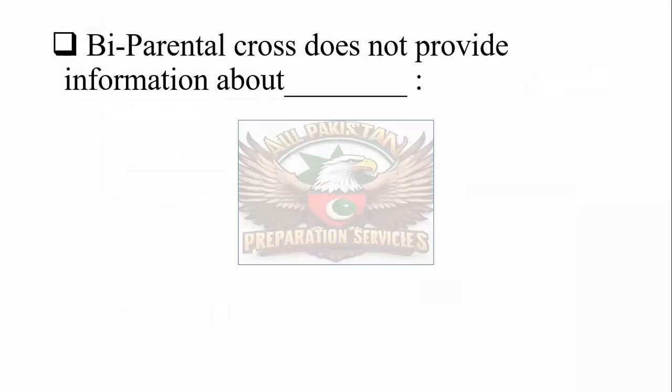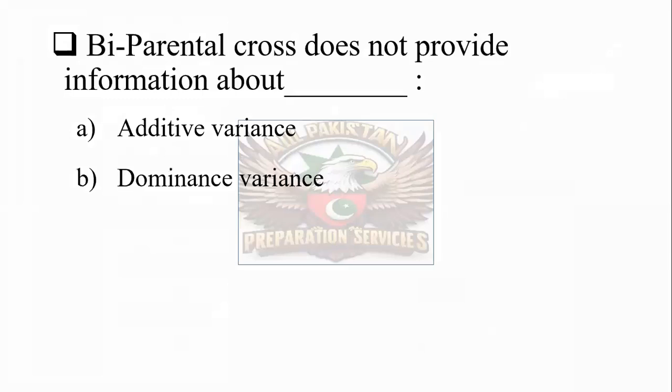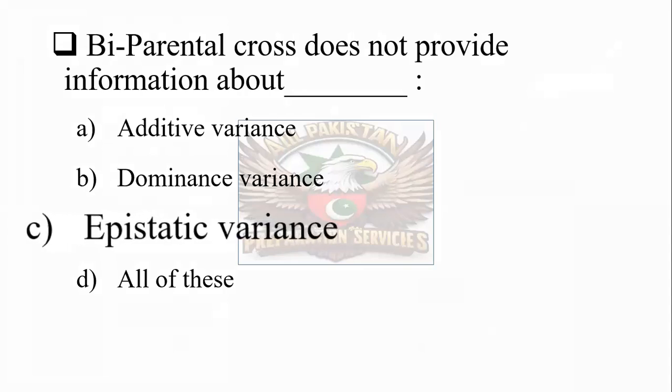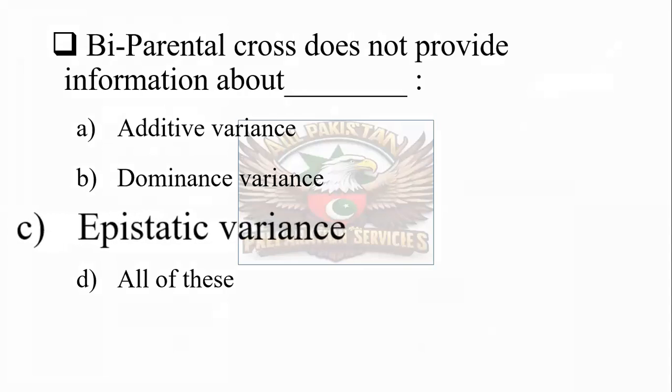Next question: biparental crosses do not provide information about additive variance, dominance variance, epistatic variance, or all of these. The correct one is epistatic variance. Biparental cross does not provide information about the epistatic variance.